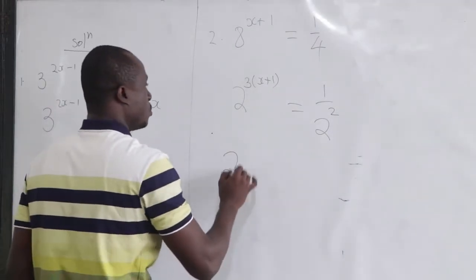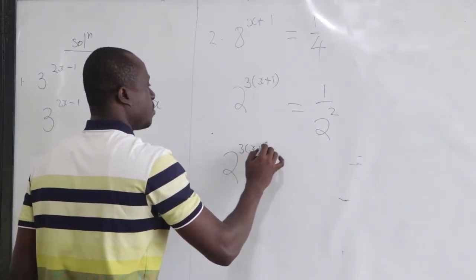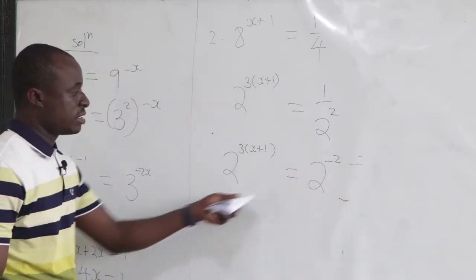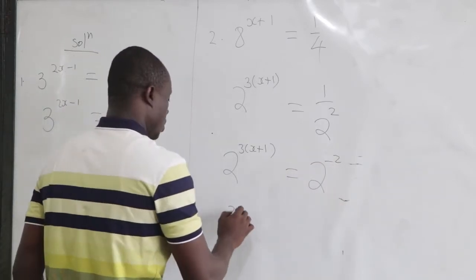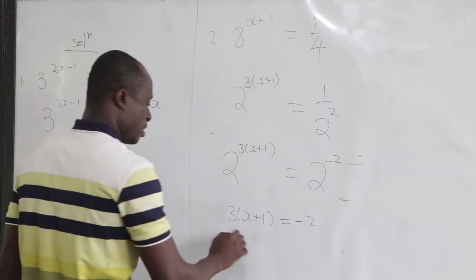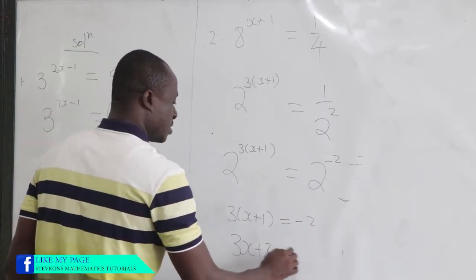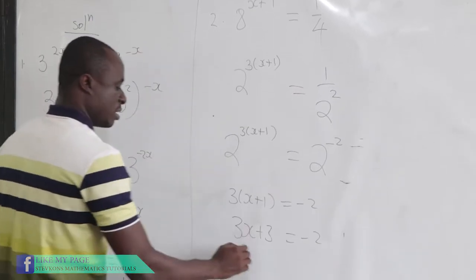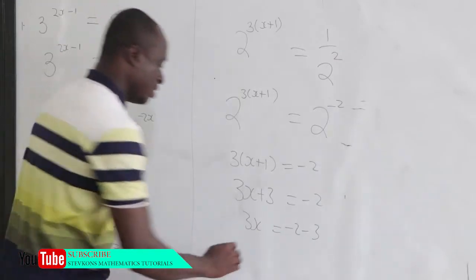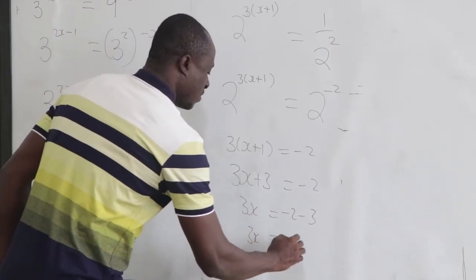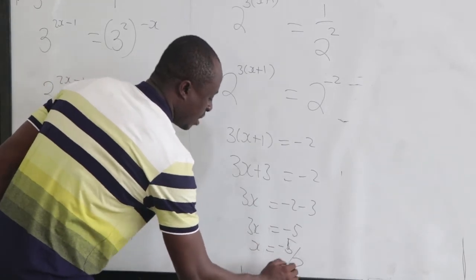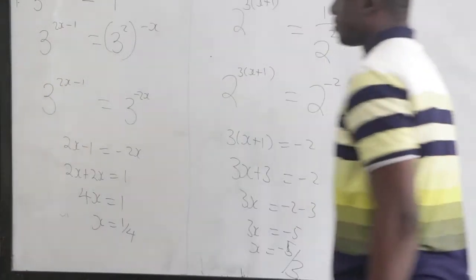Now this is the same as 2 to the power 3 times x plus 1 equal to 2 to the power negative 2. The bases are the same, so you equate the exponent. So 3 times x plus 1 equal to negative 2. You can expand here. You have 3x plus 3 equal to negative 2. This has to go there. 3x equal to negative 2 minus 3. This is giving us negative 5. We want to find x, so this is negative 5 over 3.